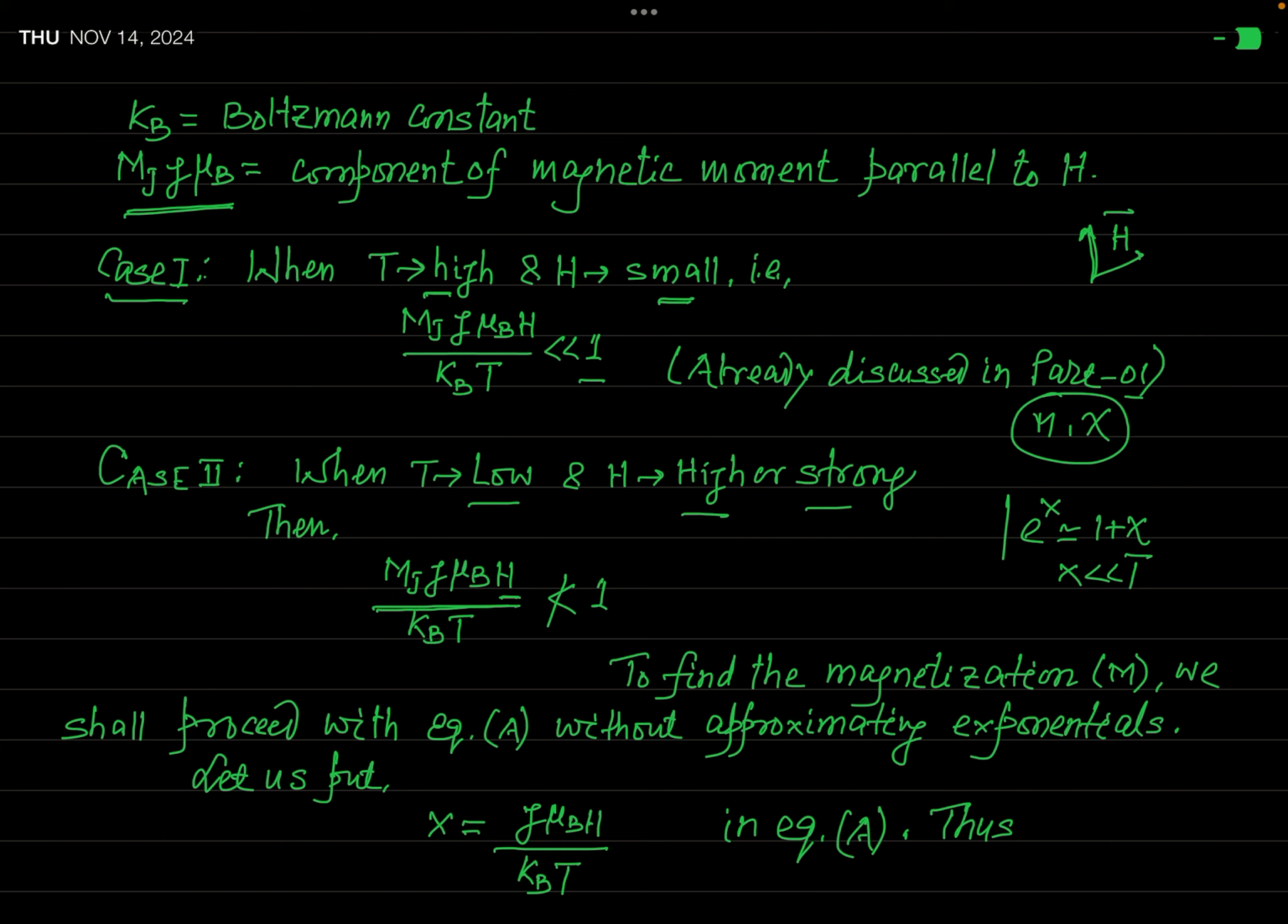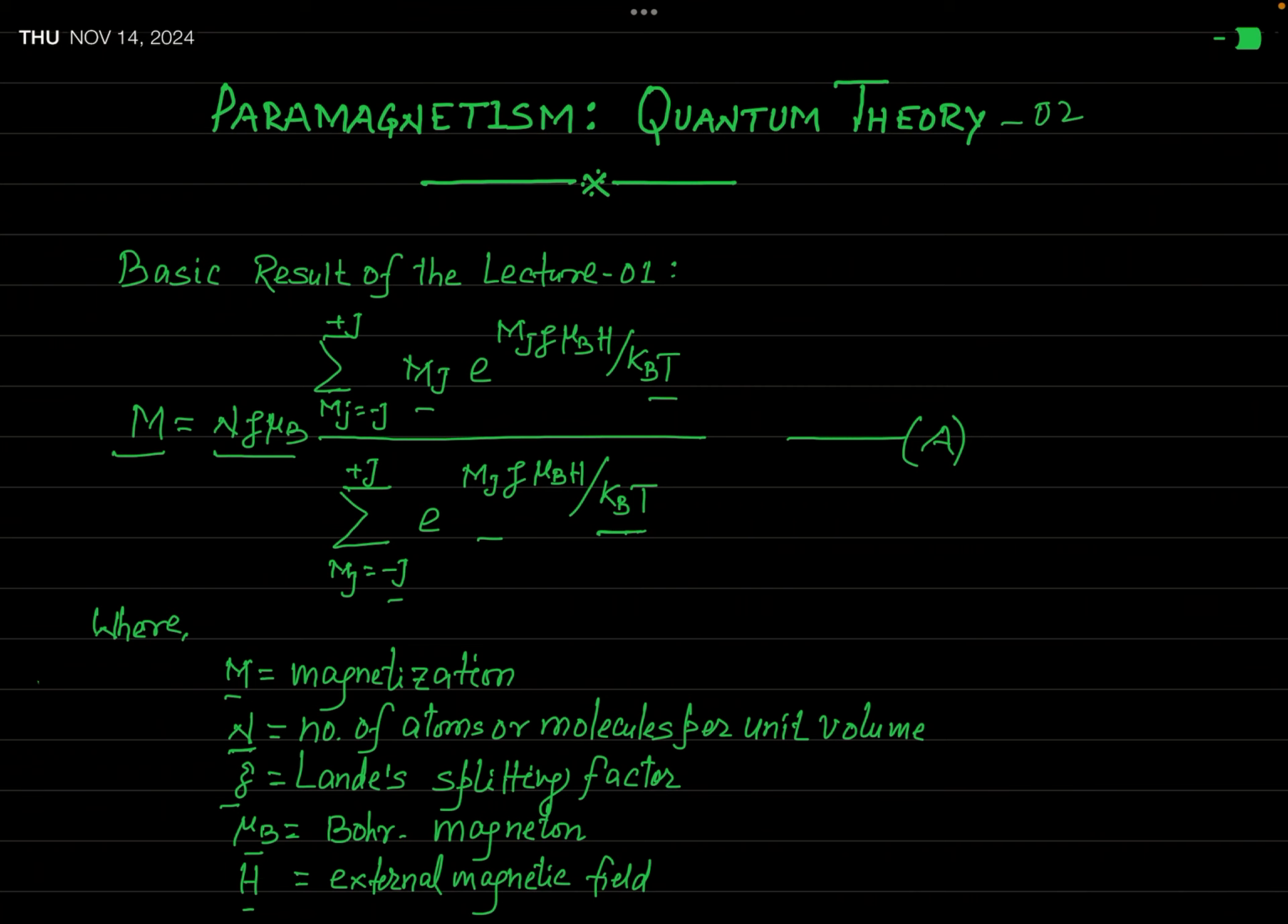In present case, answer will be definitely not. Because in this case, the power of the exponential, which is mj g mu b h over kbt, that is not less than 1. So you can't take such an approximation. Okay. So in this case, actually exponential factor will be taken as it is. As it exists in this basic equation, we will not alter it.